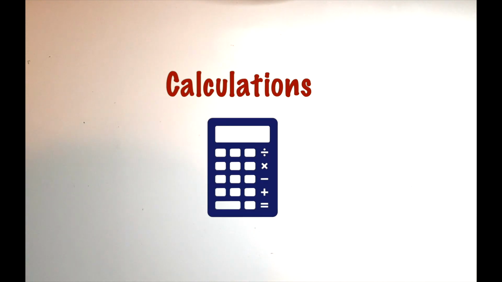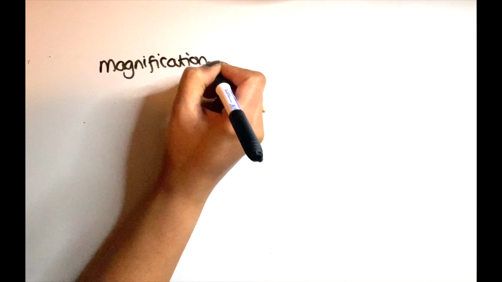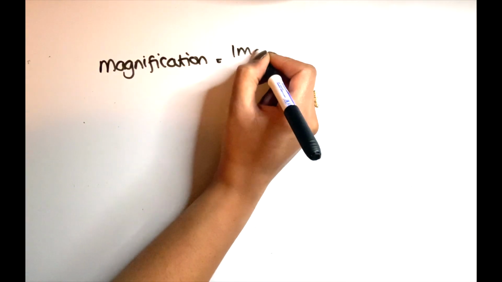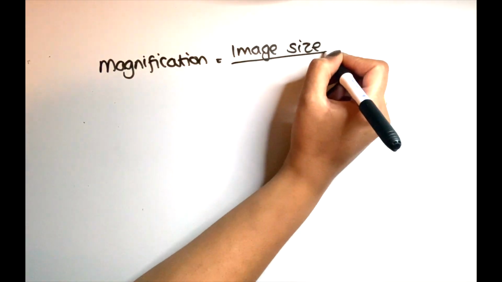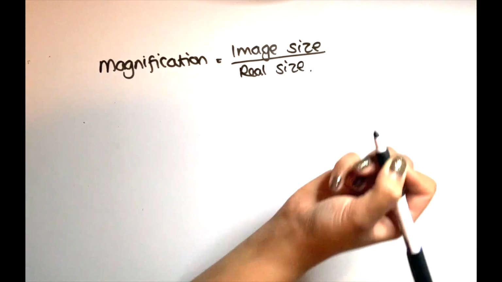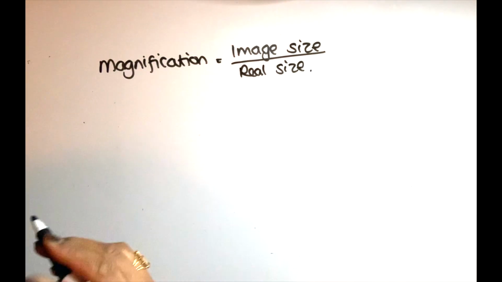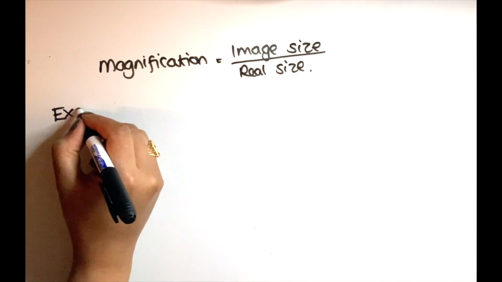Okay, so now what we're going to do is we're going to have a look at calculations to do with microscopes and magnification. So the first thing that we need to know about is an equation which relates everything. So magnification is the image size divided by the real size of the specimen. Okay, so let's just jump right in with how this could come up.